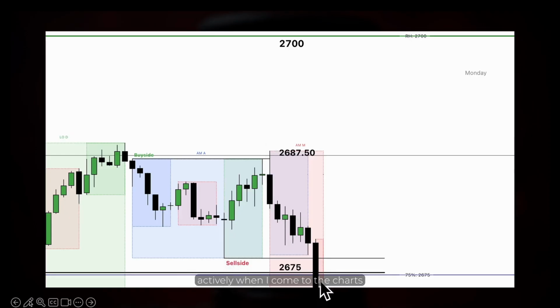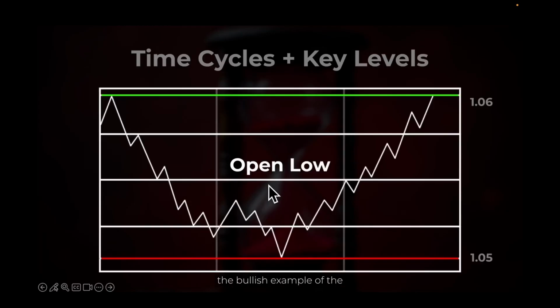So what I'm looking for actively when I come to the charts is I'm looking for liquidity to be engineered. When does liquidity get engineered? Through time. And that is why we blend both these time cycles with these key levels. We're now going to be paying attention to the bullish example of the time cycles and the key levels.